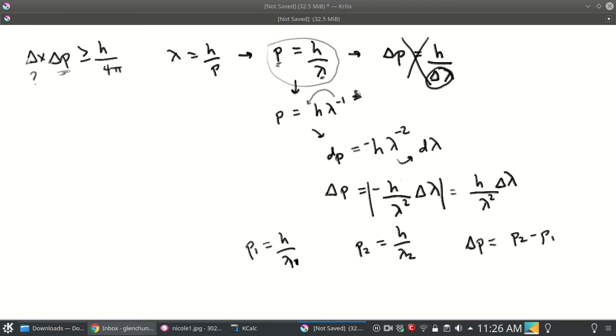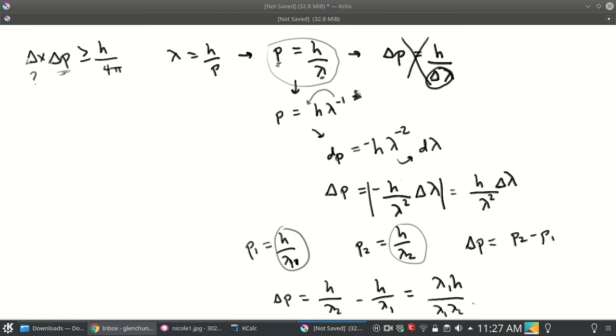So then, how do we get delta p in terms of wavelength? Well, we're going to do this minus this. All right. So delta p equals h over lambda 2 minus h over lambda 1. Now, to subtract these, I'm going to use the least common denominator. So lambda 1 over lambda 1 times this thing. All right. So that gives me lambda 1 lambda 2 in the denominator, minus lambda 2 over lambda 2 times this thing, and then just copy the rest of this down.